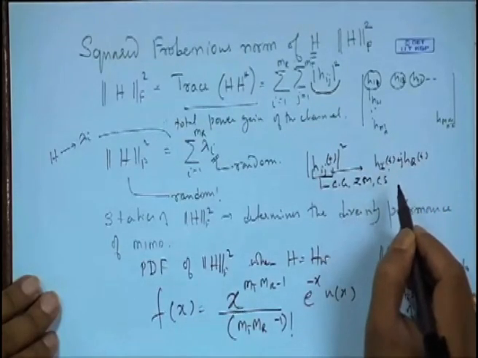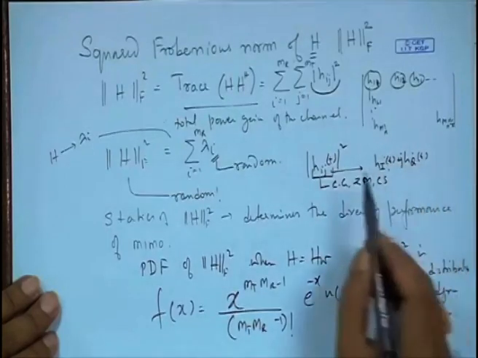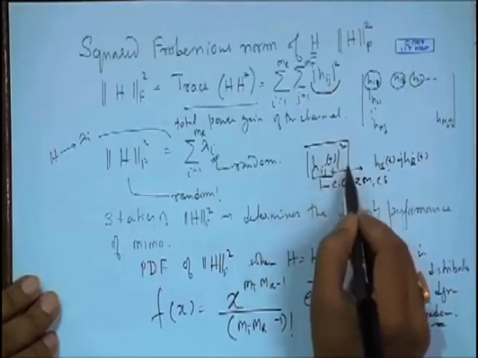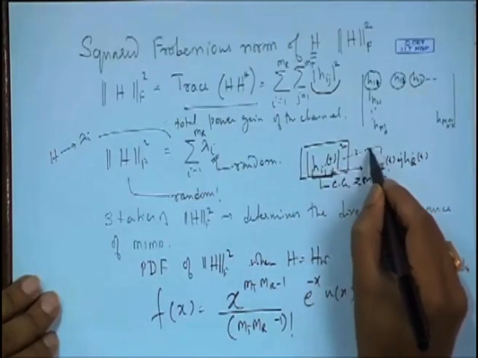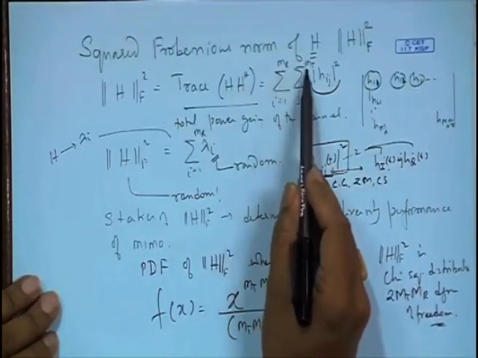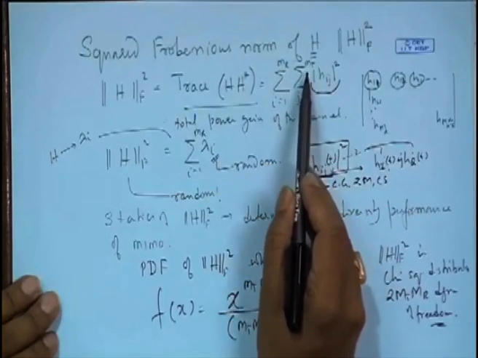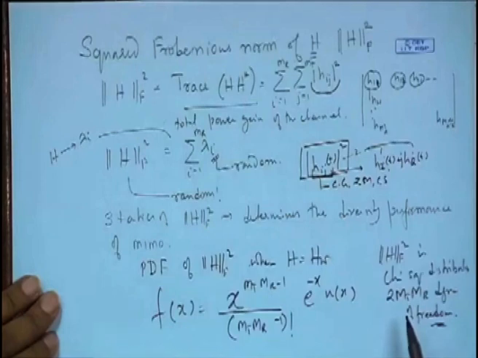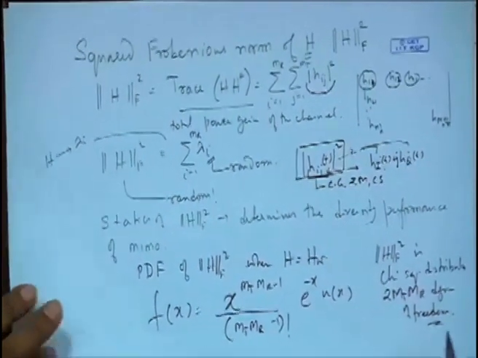We have seen that these are Rayleigh distributed, circularly symmetric because they are independent with equal variance. So if this is Rayleigh, this whole thing is chi-square distributed with 2 degrees of freedom, first degree and the second degree. And how many of them are there? Mr and mt are there. So mr times mt times 2, that means 2 mr mt degrees of freedom of chi-square distribution. This is one of the important things that we need to know, and we may be using them.